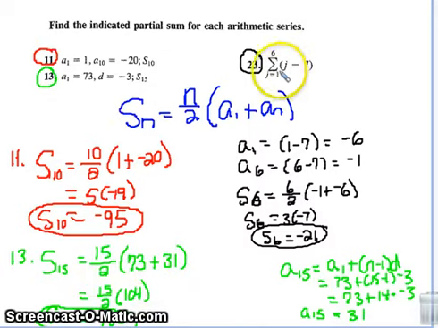And this one, it says I'm going to find my first term to my 6th term, but my relationship is to find my first term, I do 1 minus 7. 1 minus 7 is negative 6. To find my 6th term, I plug 6 in here. 6 minus 7 is negative 1. And when I plug those two in, I'm finding the sum of my first 6 terms. 6 over 2 is 3. Negative 1 plus negative 6 is negative 7. And then that gives me negative 21.